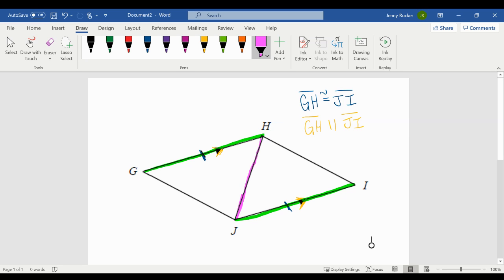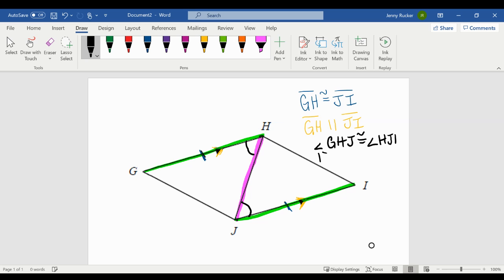When I look at these parallel lines, if I highlight them, and I think about the transversal, I'm looking at JH as my transversal. I see that Z or that N, so I'm thinking about alternate interior angles. So this angle right here and this angle are alternate interior angles. So I can say that angle GHJ is congruent to angle HJI.